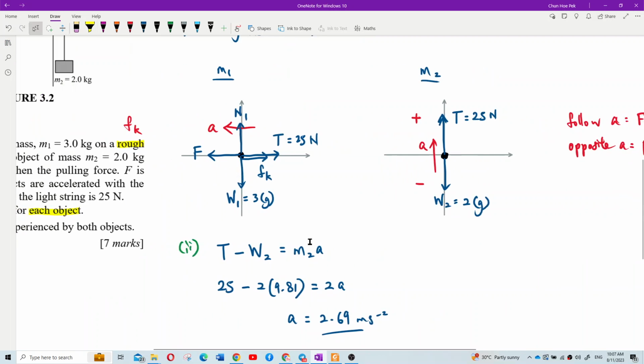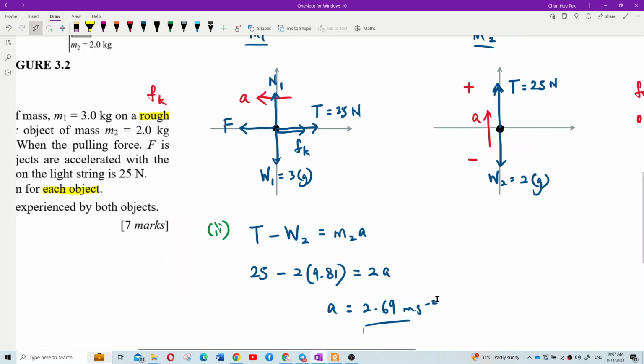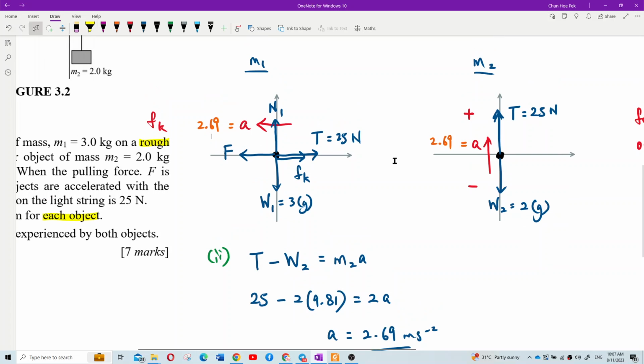Okay, that's it, very easy. So this acceleration is the same for both. This one you get 2.69, this one also 2.69. Both of them must accelerate at the same rate, at the same value. Okay, 2.69, 2.69.